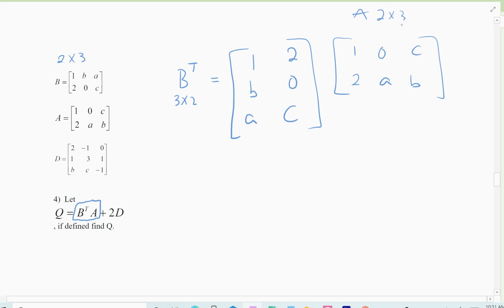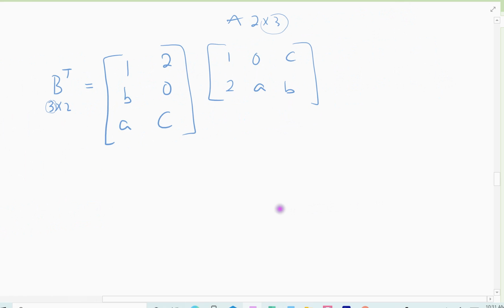Now I can do the math. I've got 2 numbers in each row and 2 numbers in each column. Alright, I've got 3 rows. I'm going to multiply by 3 columns. And so when I find my B transpose times A, I am going to get a 3 by 3 out. There's going to be 3 rows multiplied by 3 columns.